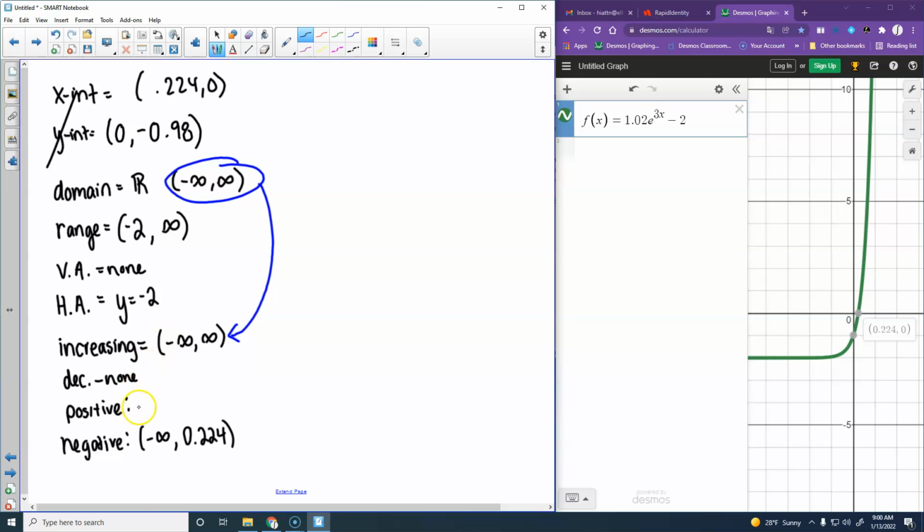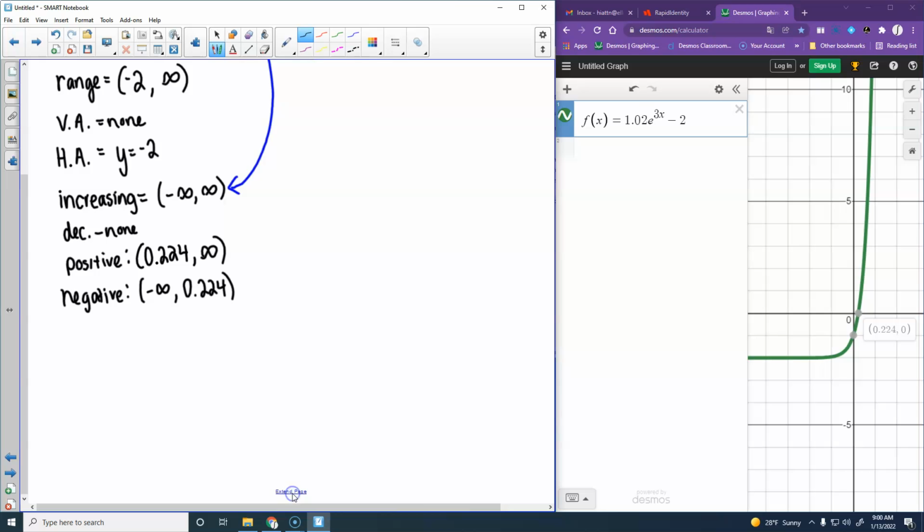So from 0.224 up to, this keeps on going to infinity, our graph would be positive. So positive and negative, you're thinking above or below the x-axis. Okay, questions on that part? All right, and then we've got concavity.